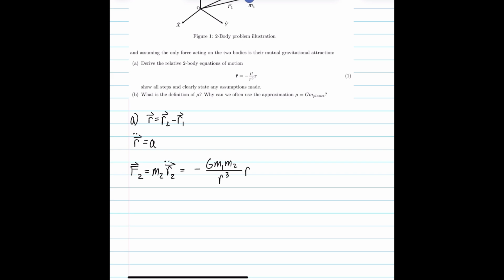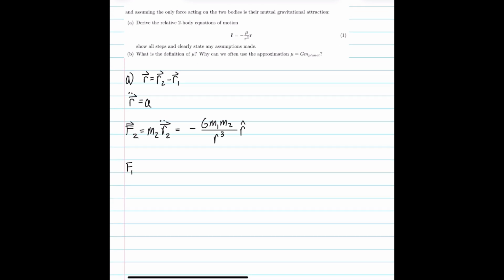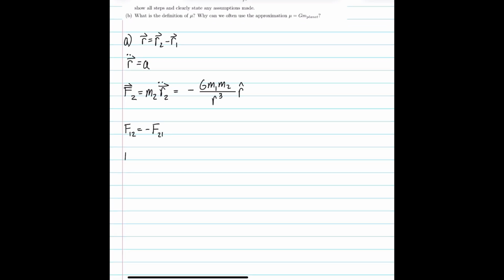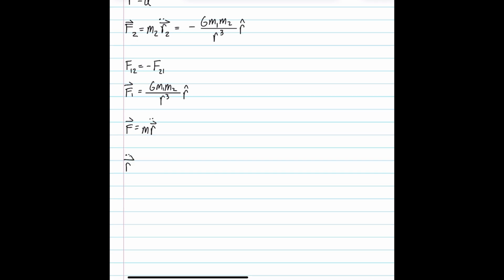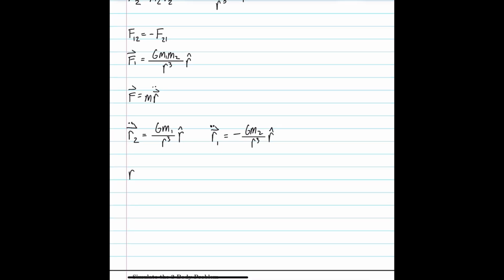And then we can use Newton's universal law of gravitation. And then we can use Newton's third law to know what the force on mass 1 is. It's the same, but in the opposite direction. And then rearranging Newton's second law for R double dot, we can get this. And it simplifies to that. And for mass 1, it's the same thing, except we have M2 on the top.